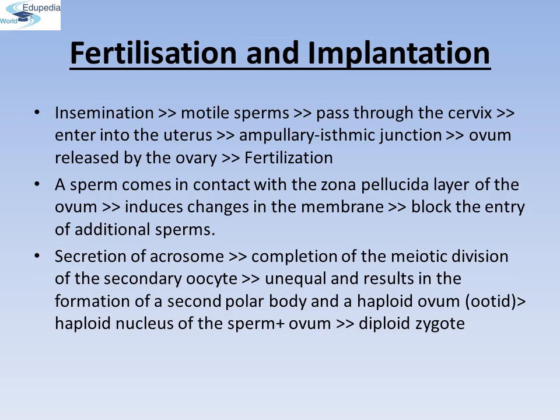The secretion of the acrosome helps the sperm enter the cytoplasm of the ovum through the zona pellucida and the plasma membrane. This induces the completion of the meiotic division of the secondary oocyte. The second meiotic division is unequal and results in the formation of a second polar body and a haploid ovum. Soon the haploid nucleus of the sperm and that of the ovum fuse together to form a diploid zygote.